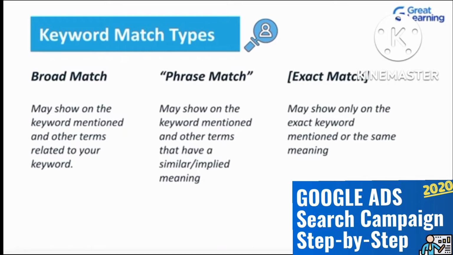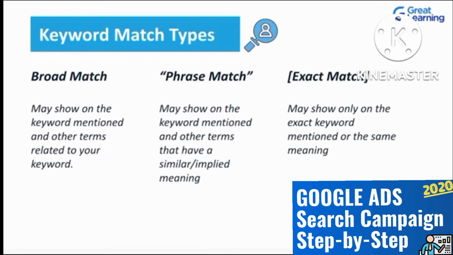Phrase match means that the keyword will show for search terms that have similar or implied meaning of the same keyword that you have entered. For phrase match, I've used quotation marks because that is how you'll have to enter the keyword. So if it is men's t-shirts, you'll have to put quotation, men's t-shirts, quotation end. That is when Google understands that it's a phrase match keyword. For broad match, you don't have to enter anything. You just have to put the keyword as is. You don't have to put a suffix or prefix to it.